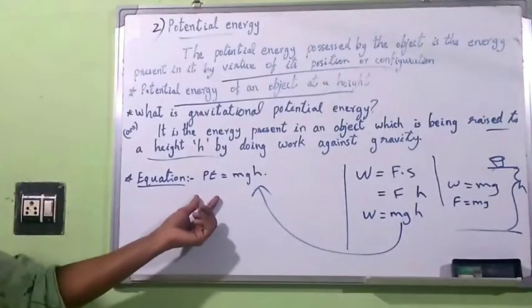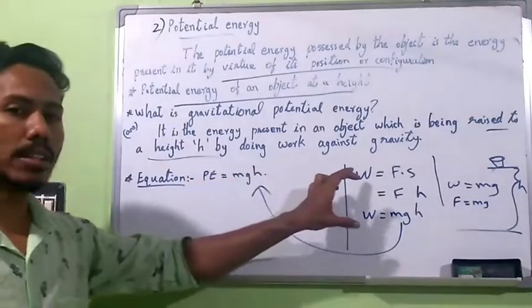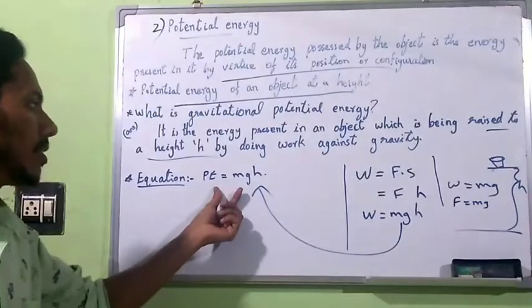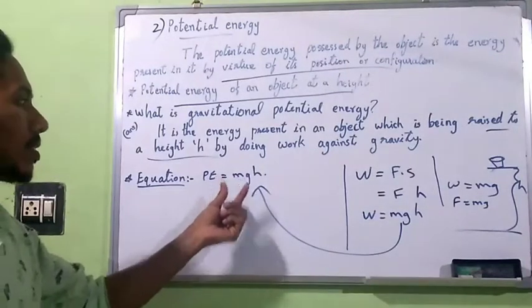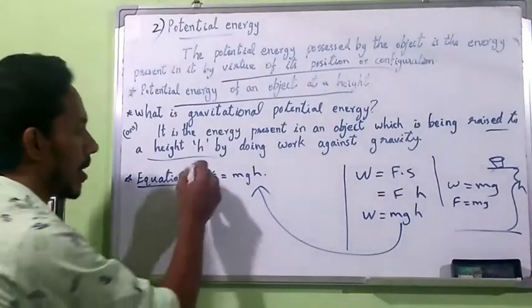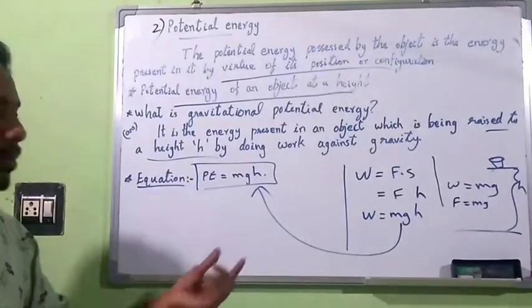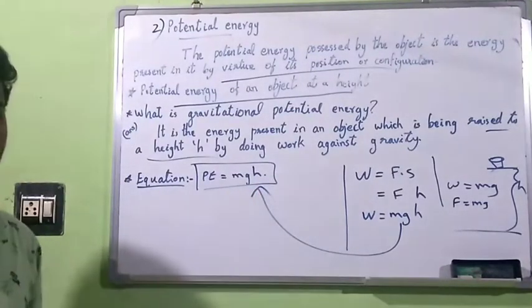The potential energy of an object having a height h is equal to mgh. This is an important equation. We have to do problems by using this equation, mgh.